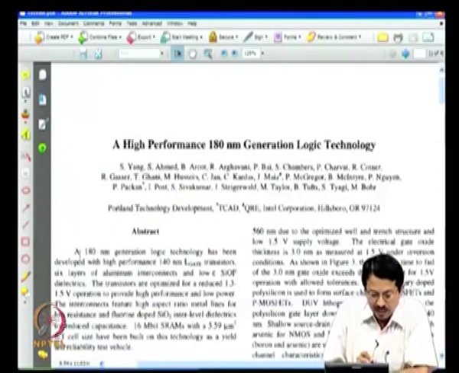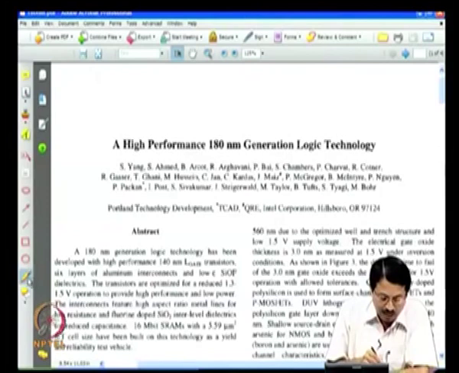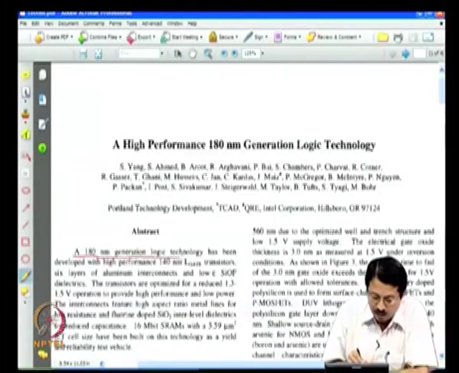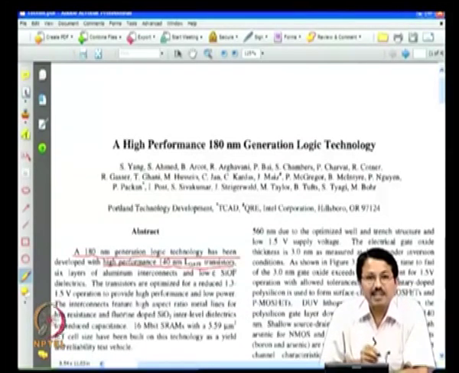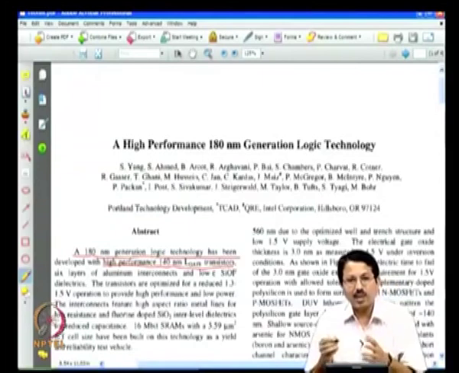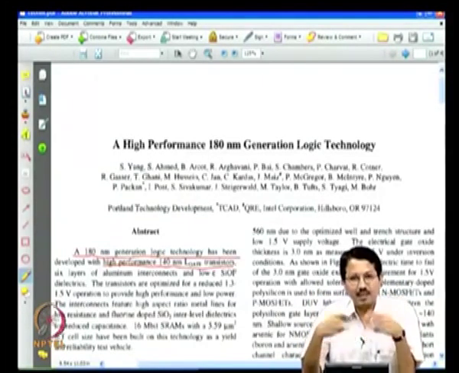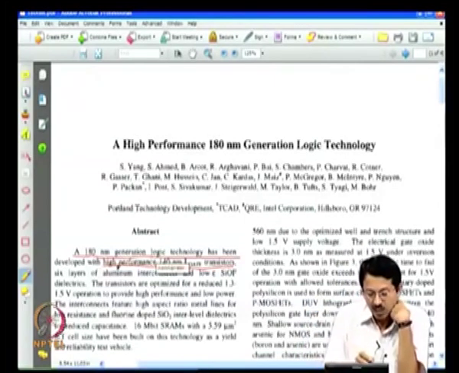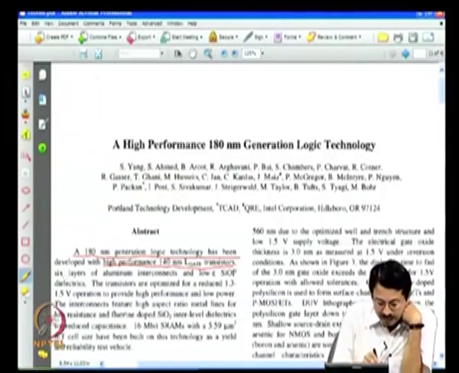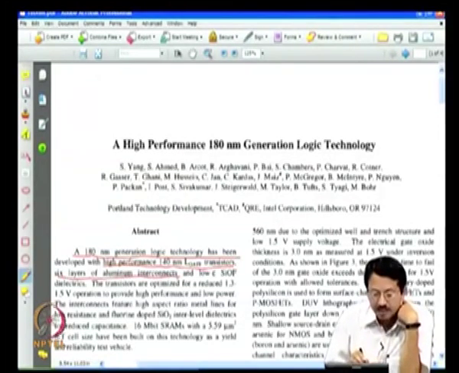If you see here, 180 nanometer generation logic technology has been developed with high performance 140 nanometer gate length transistor. You see, I had told you that the so called technology node, but the gate length of the transistor could be less than the technology node, right. So, this technology node is 180 nanometer, however, the gate length of the transistor is actually 140 nanometer. It has 6 layers of aluminum interconnects, right.